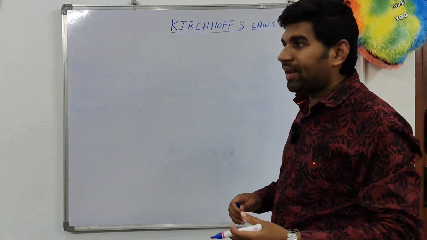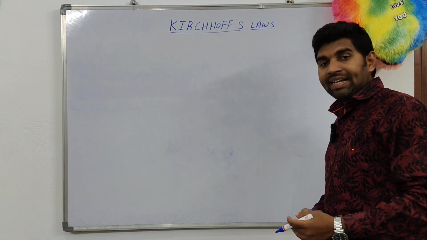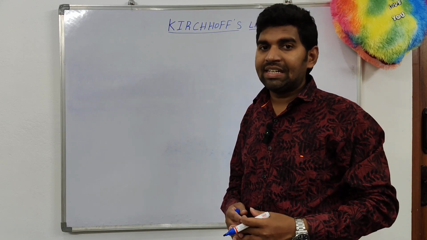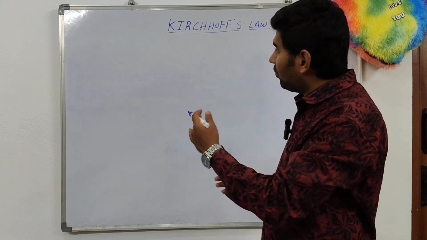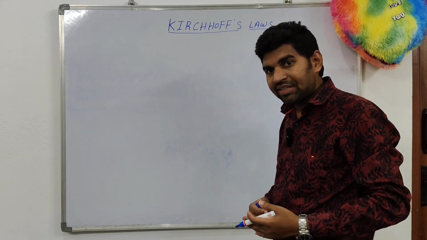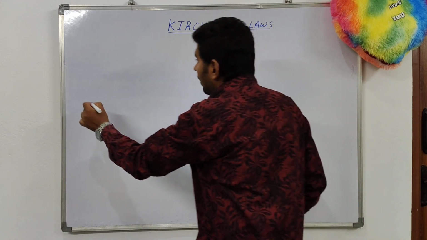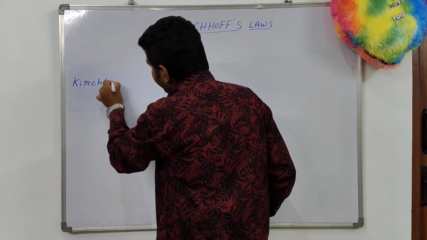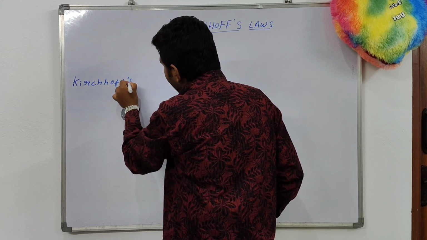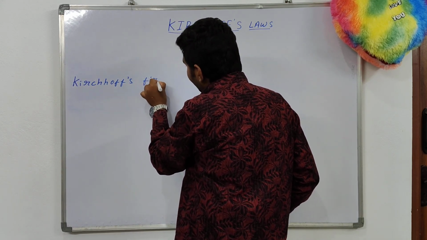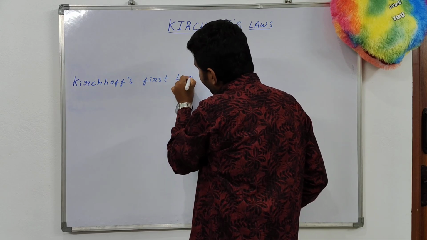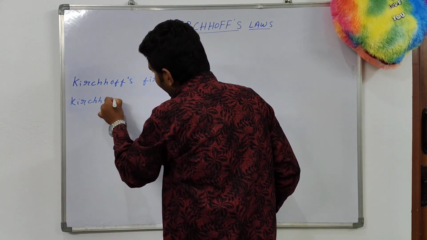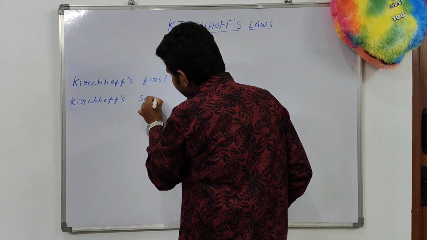Today I am going to explain about Kirchhoff's Laws. In 1842, a German physicist, Gustav Kirchhoff, extended Ohm's law to complicated circuits and finally gave two laws. Those two laws are Kirchhoff's first law and Kirchhoff's second law.